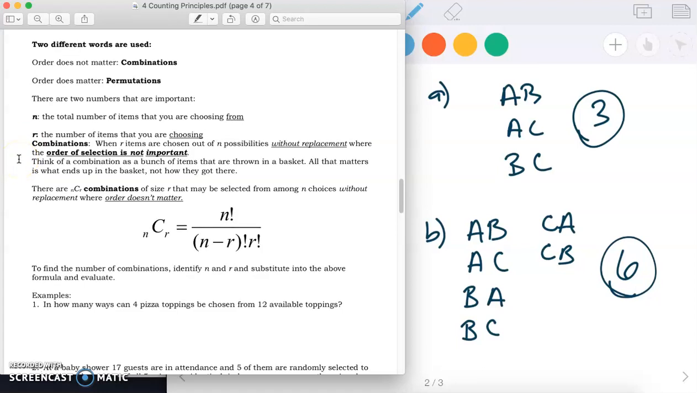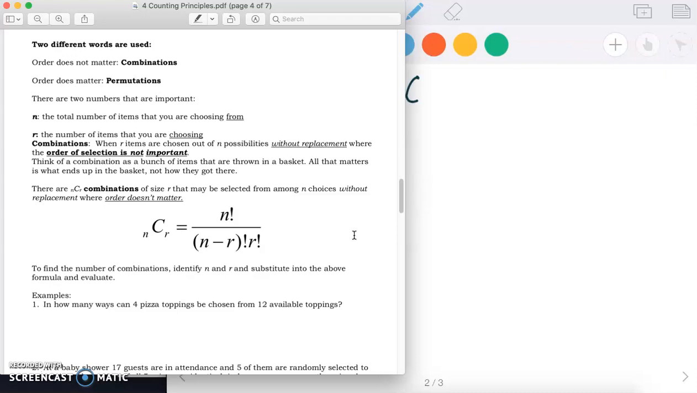Now think of a combination as a bunch of items that are thrown in a basket. All that matters is what ends up in the basket, not how they got there. So again, combinations, we do not care about the order. So there are, and it's this, that's N and R and a C in the middle, combinations of size R that may be selected from among N choices without replacement, where order doesn't matter. So this is the formula for that. We have that combination of N, R equals N factorial over N minus R factorial times R factorial.